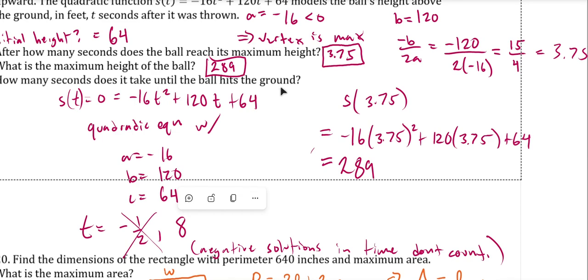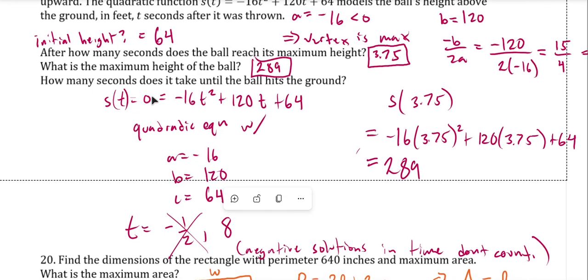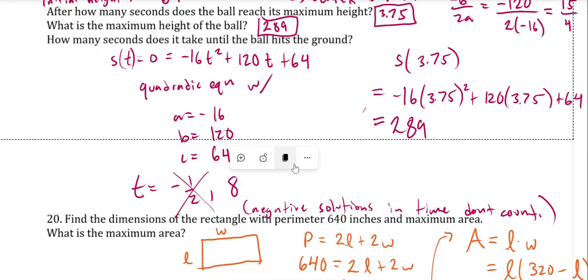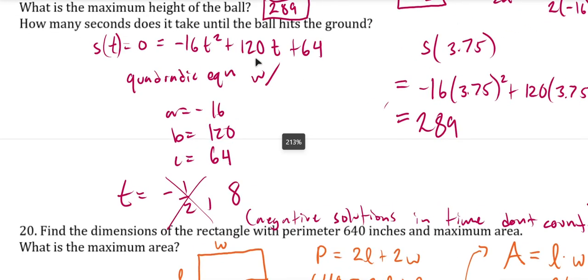How many seconds does it take the ball to hit the ground? Well, hitting the ground means being of height 0. So you take the equation and set it equal to 0 and solve. I actually think this is easiest to do if we just plug these numbers into the quadratic equation, and I've skipped that work here. If you want a review on that, you can go back and check out the videos on the quadratic equation. So plugging into the quadratic equation with a equals minus 16, b equals 120, and c equals 64, we get these two values of negative 1/2 and 8.